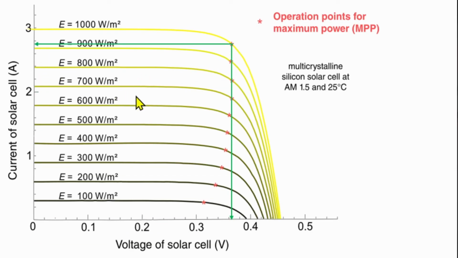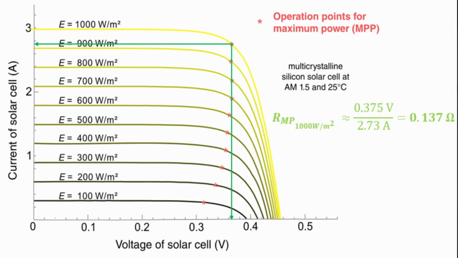If you closely look it up and measure it with a ruler, you come up with a voltage of 0.375 volts and a current of 2.73 amps. And you come to the optimal resistor that keeps the cell operating in its maximum power point, which is 0.137 ohms.